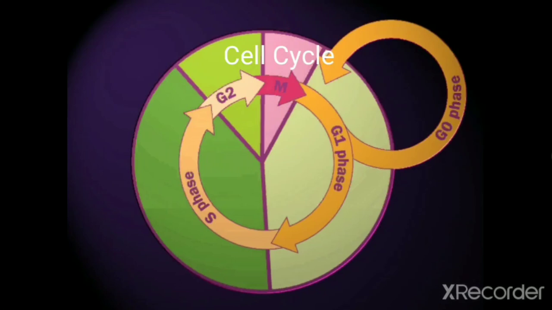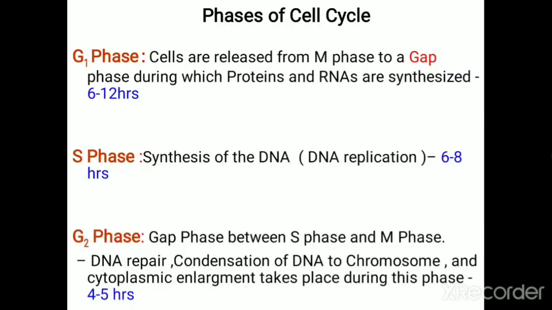And there is one more phase known as the G0 phase, that is the dormant phase. In a cell population most of the cells are in the dormant phase. So let's see the events that take place during each of these phases.